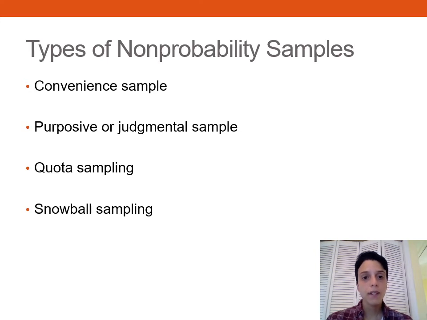A final kind of non-probability sample that we'll talk about is something called snowball sampling. Snowball sampling is recruiting a few people that you can find through convenience and then asking them to recruit more people for you. Snowball sampling is really useful if you're trying to understand hard-to-reach populations.